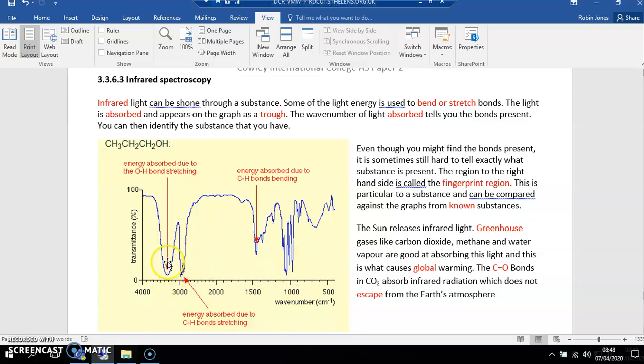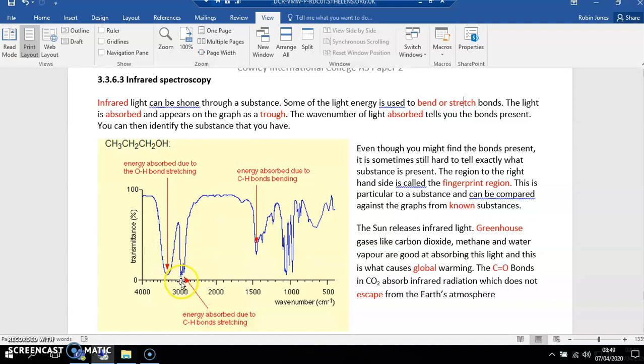I know that this wave number here, around about 3,300 to 3,400, remember you're reading right to left, so 3,000, 3,100, 3,200, 3,300, 3,400, is being absorbed. So if I look up in a data table what kind of bonds absorb that wave number of light, I will know that they are in this substance that I'm trying to identify. When I look it up, I find that OH bonds stretch or bend at this wave number. So I know that in this chemical I've got an OH.